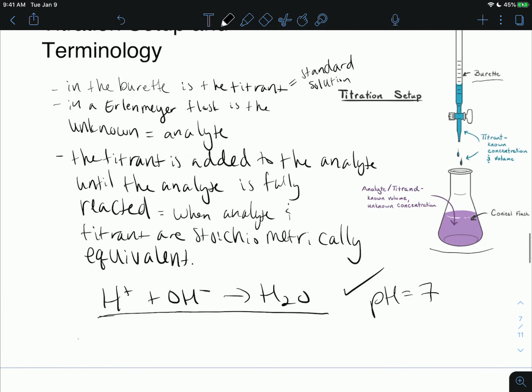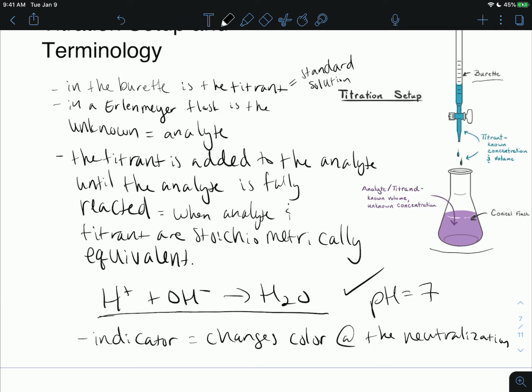So we have an indicator, which changes colors at the neutralization pH. So it'll turn pink, for instance, once we've reached neutralization. Or you can use a pH probe to see when you're at a pH of 7. Either one of those will tell you that you've reached the point where you're at stoichiometrically equivalent amounts of acid and base, so you can stop the reaction.